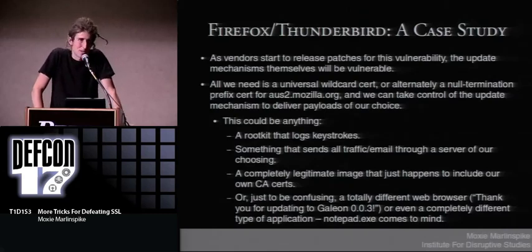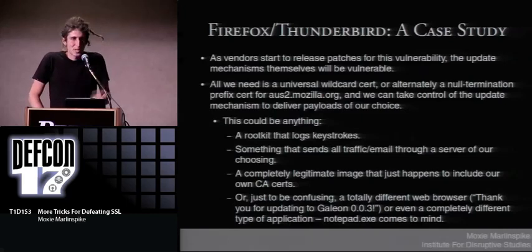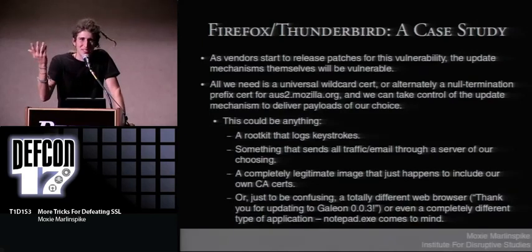It could be a rootkit that logs keystrokes. It could be something that sends all the traffic to you. It could be a completely legitimate image that just happens to include our own CA certs for future use. Or just to be confusing, it could be a totally different app. You could get the update and it's like, "Thank you for updating to Galleon 0.0.3." Or you update and then Notepad opens. Or, I don't know.